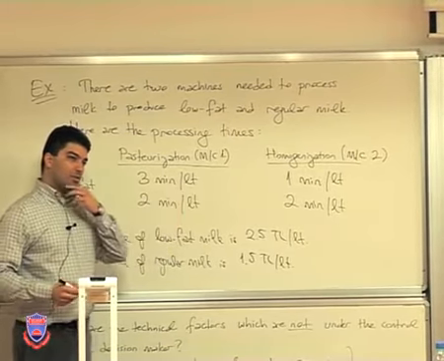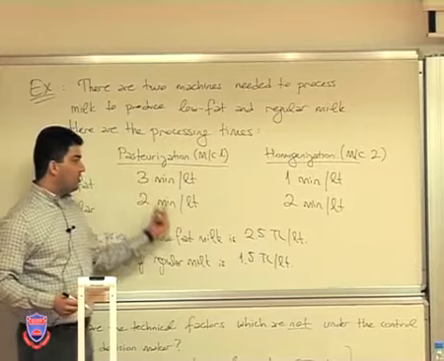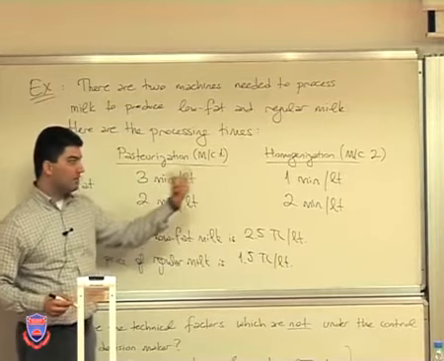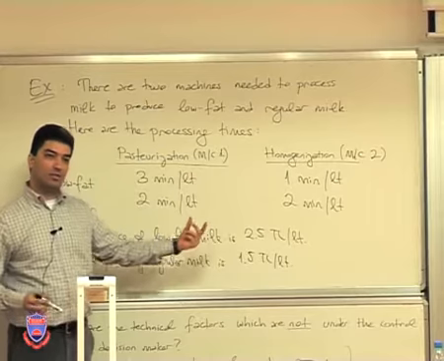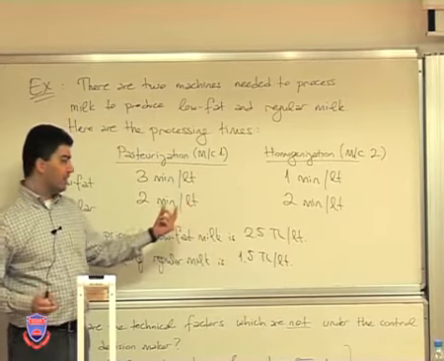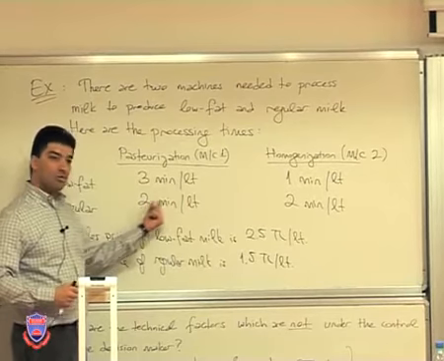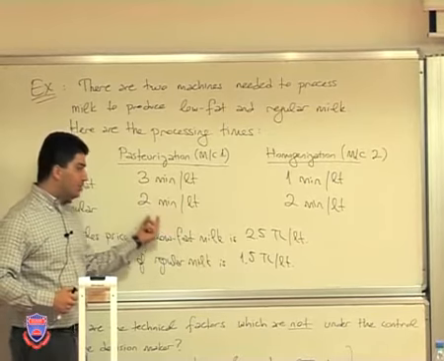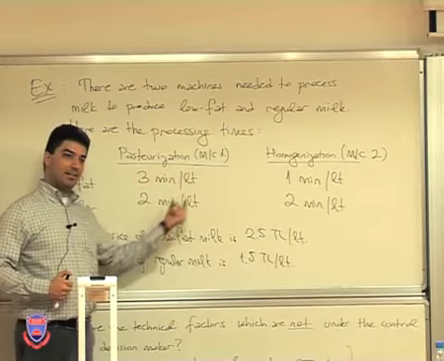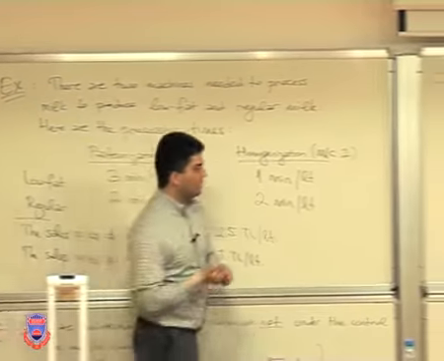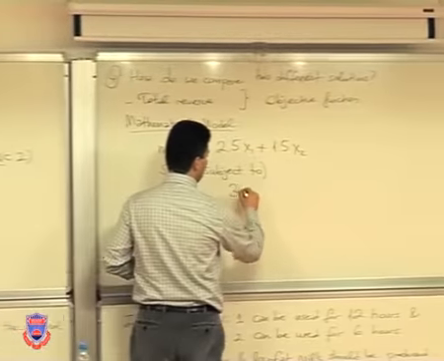Okay? So what should I do? Well, I should figure out how much time I use on machine 1 to produce x1 liters of low-fat milk and x2 liters of regular milk. Okay? So how am I going to express that? Well, 3 times x1 plus 2 times x2, that's going to denote the total time on machine 1 that I'm going to need. Right? So let's write that down. So 3x1 plus 2x2.